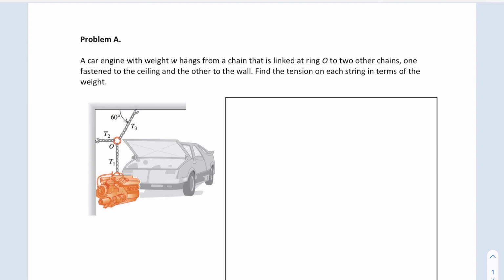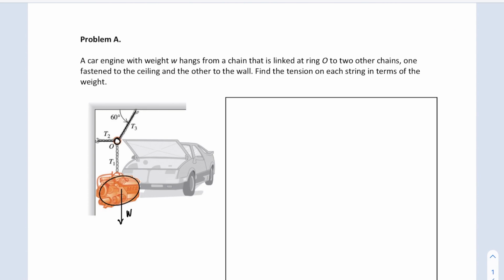on free body diagrams. Now, we have problem A, and in problem A we have an engine. It has a weight W which hangs from a chain. So basically, this one here, this is your engine, and as was stated in the problem, naa na siya weight equal to W. Okay, from a chain that is linked at ring O to two chains, one fastened to the ceiling, so referring to this one nga chain, and the other one is fastened to the wall. So this is your ring O as was stated in the problem.